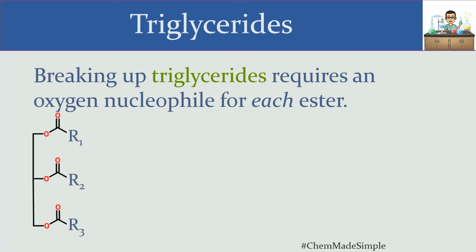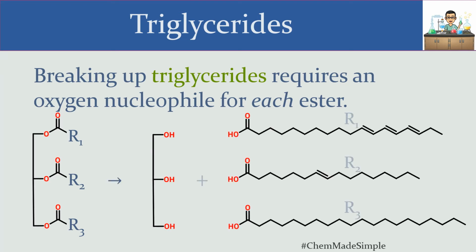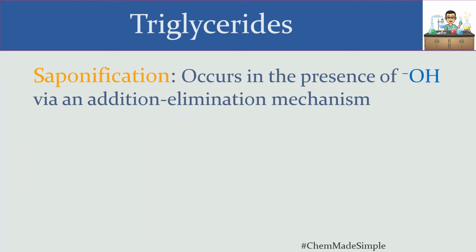So if I have the generic form of a triglyceride with different R groups attached to my carbonyl at each of those esters, what I would need to do is get an oxygen in order to break these up and give me my glycerol by itself and the fatty acids by themselves as well. So I would need an oxynucleophile in order to break these up. Now, one such reaction that could help us to break up that triglyceride is a reaction called saponification.